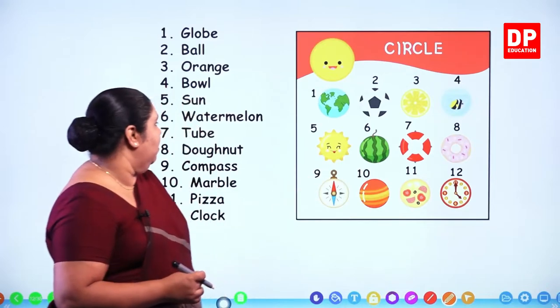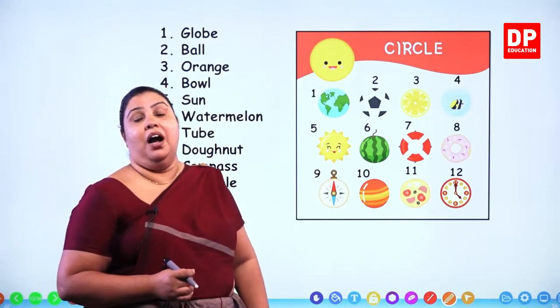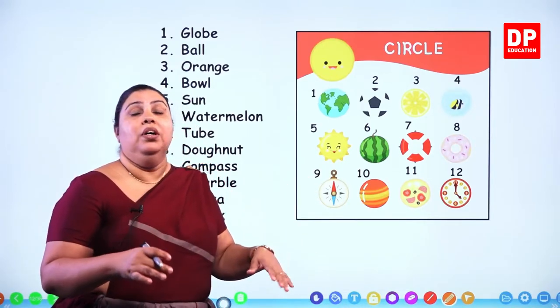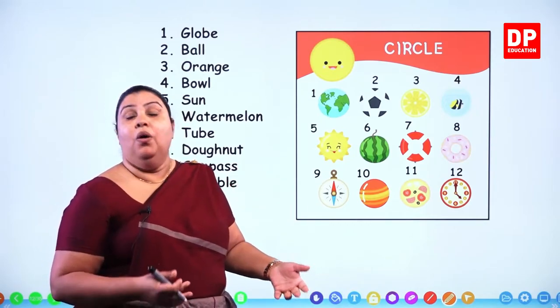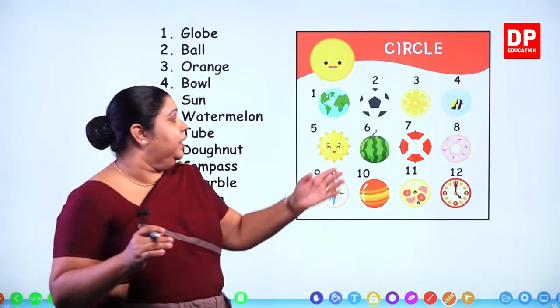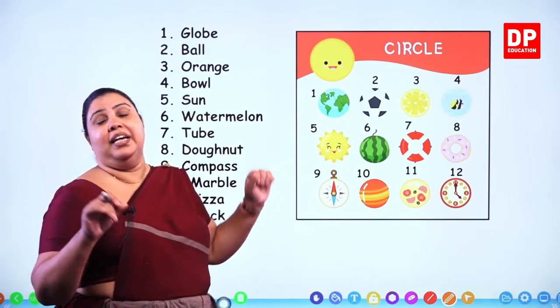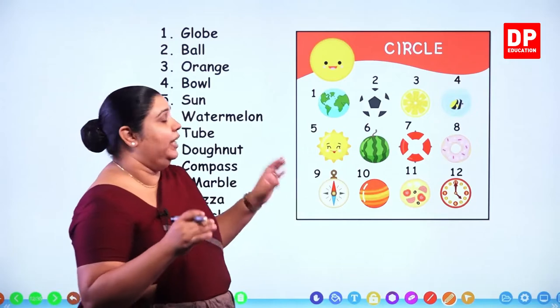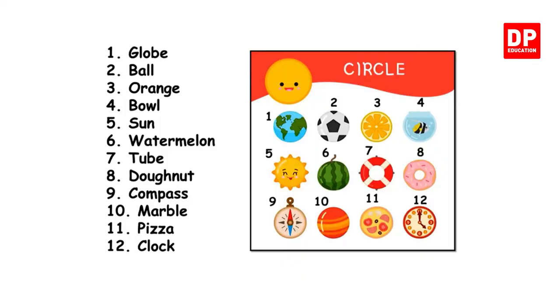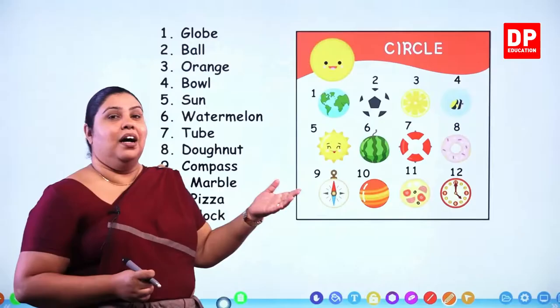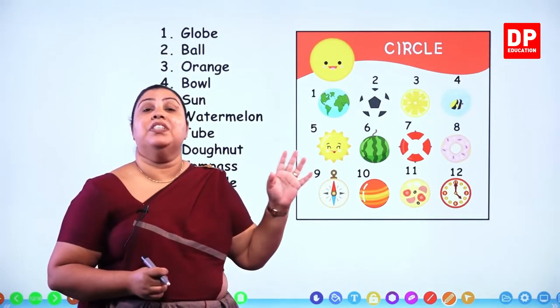Then the next one, number 7, is a tube. Sometimes when you go swimming in the swimming pool or maybe in a river or a lake, you can take a tube like this and get on it and have a nice swim. You go floating around. Then what is number 8? Number 8 is donut. Donuts are always in the shape of a circle.